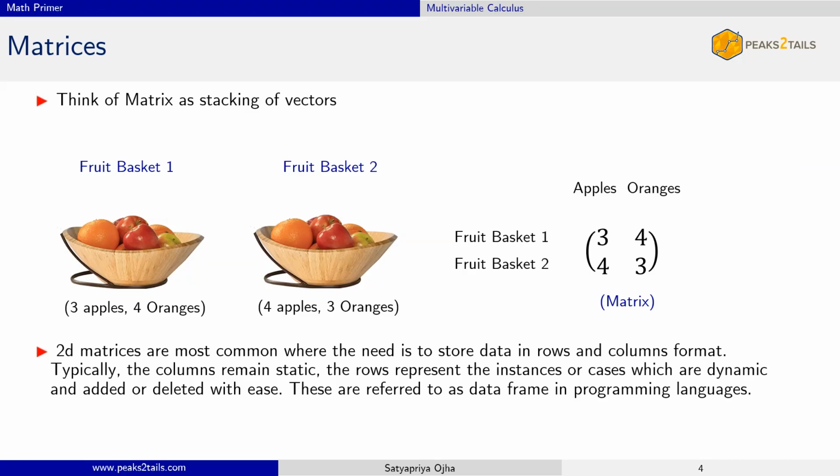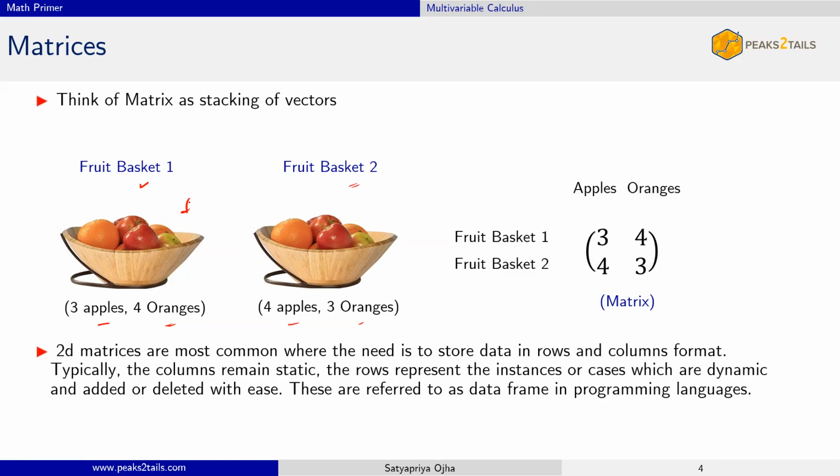Now, when we come to matrices, let's take a very simple example, okay? I'm giving you a very general idea of what a matrix is. Consider a fruit basket that can contain apples and oranges. The first fruit basket has 3 apples and 4 oranges. Second fruit basket has 4 apples and 3 oranges, right? Ideally, one fruit basket would be a vector because apples and oranges don't mix together, right? We have to keep them separate. So for the first fruit basket, you might represent that as 3, 4. For the second one, you can call it as 4, 3, right?